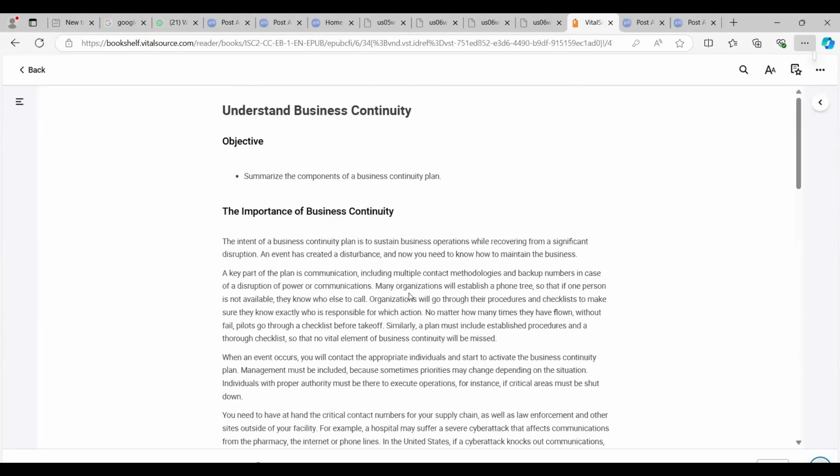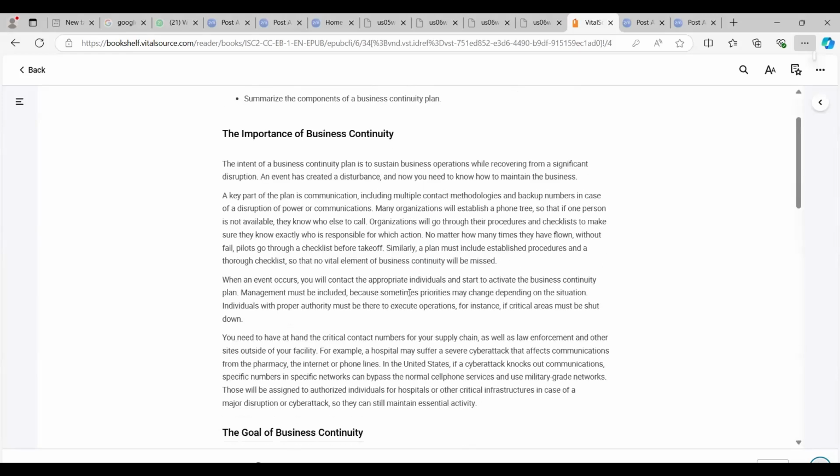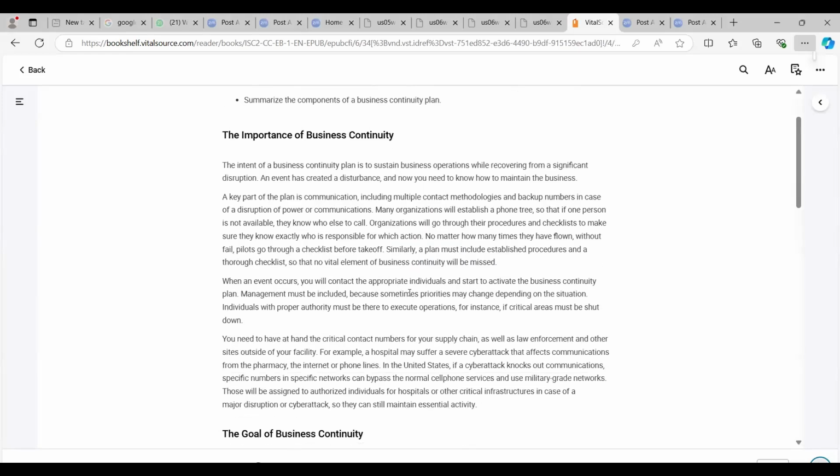So now, business continuity. The importance of business continuity. The intent of a business continuity plan is to sustain business operation while recovering from a significant disruption.